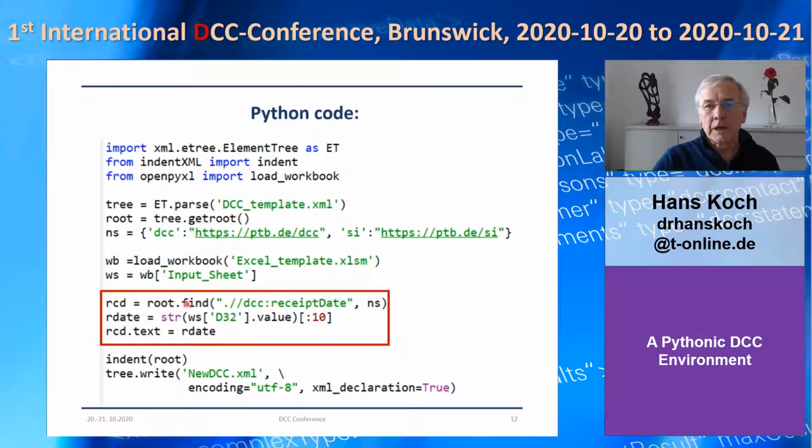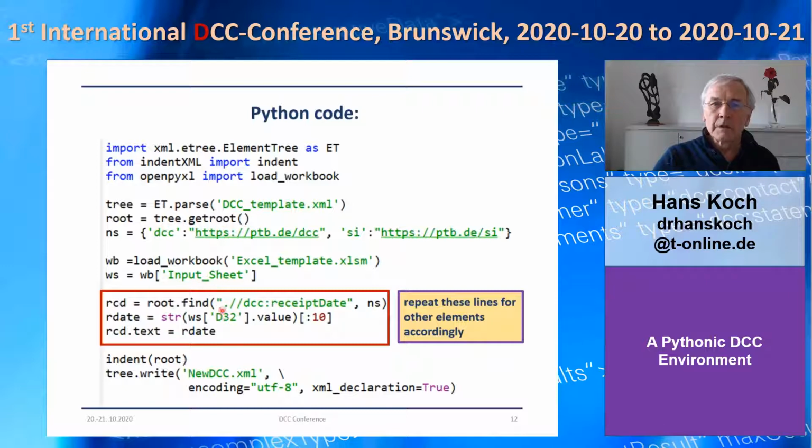We look for the relevant element of the receipt date in this template. Then we look for the value that is in the Excel template, make a string out of that, and override then the old receipt date by the new receipt date. And if I have other things to change, I do the same job. I look for the related element in the template, then I look for the contents of the workbook of the Excel template, and I override again the old text with a new text.